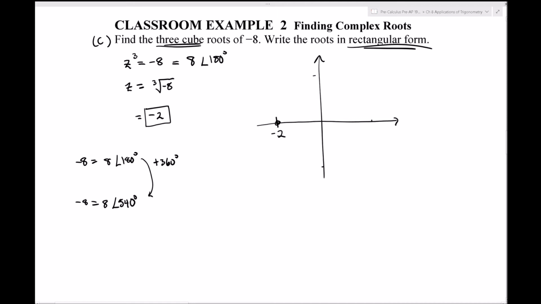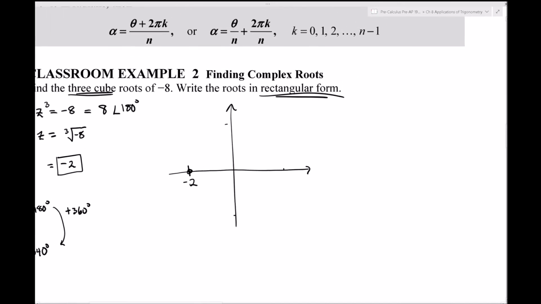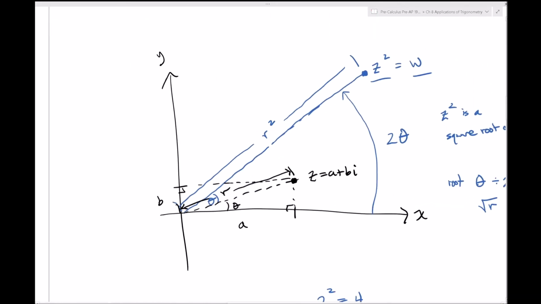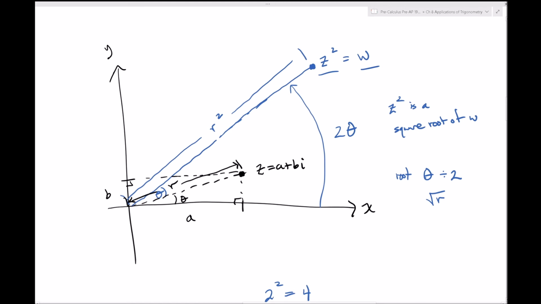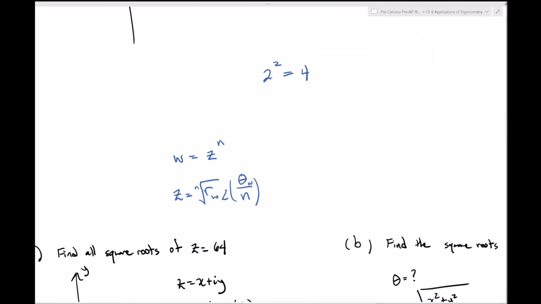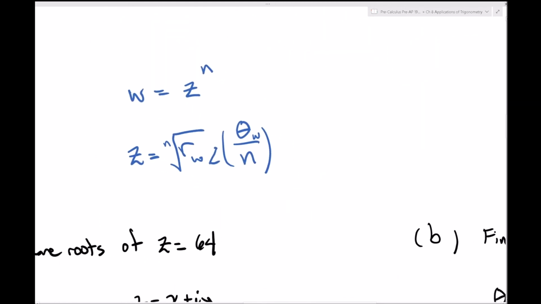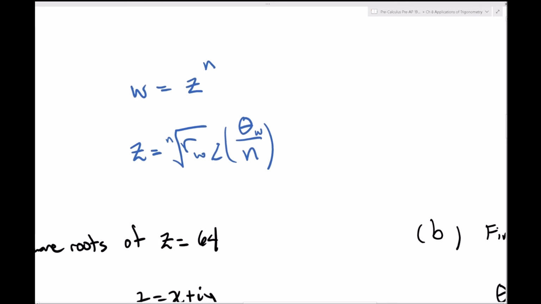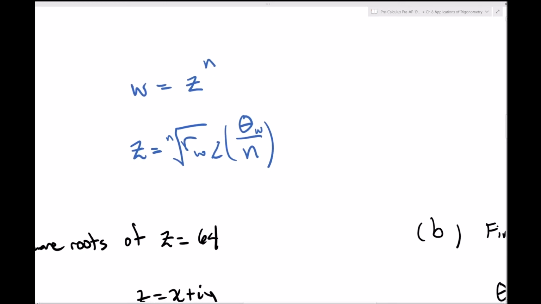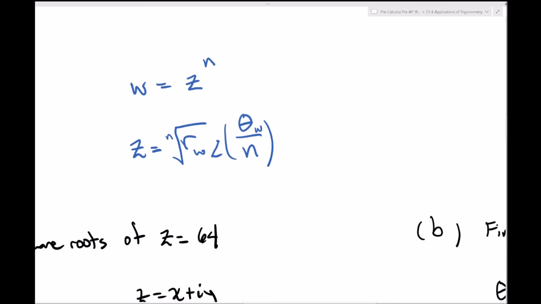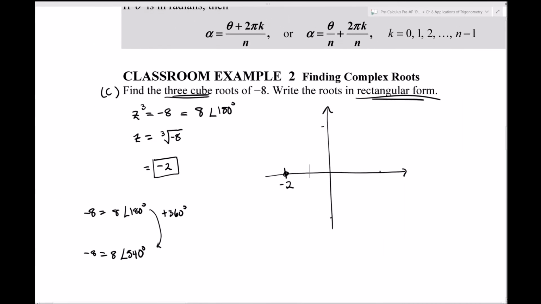So then what do we do? If I wanted to find the next root, how do I find it? Well, I got to go to the rule. So the rule says, and here's the graphical representation for square roots. Here's the rule. You take the cube root of the modulus, and then you divide the angle by the number of the root, so how big the root is. In this case, it's a third root or a cube root. You're dividing by 3.